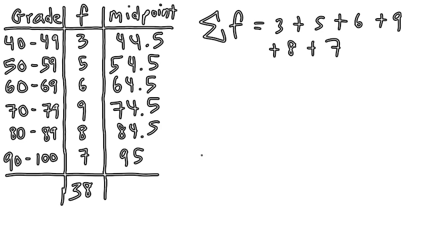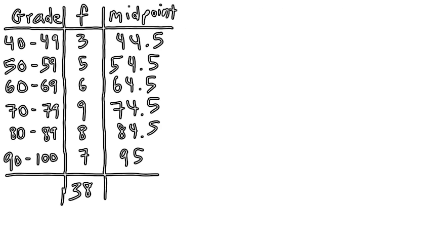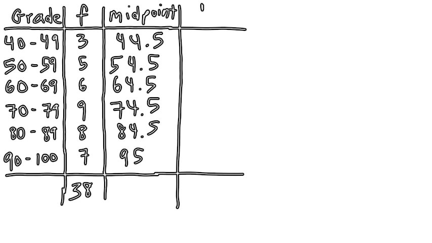Now the next thing we need to calculate is the sum of the frequency times the midpoint values. So what we're going to do is multiply these two. Now it might be easier to basically make an extra column and then sum up those values. Okay, that line is not straight. So let's call this F times M. So what we're going to do is multiply the frequency by the midpoint.